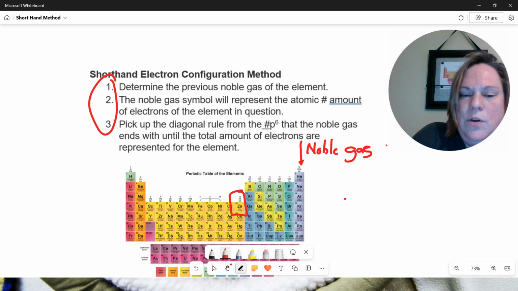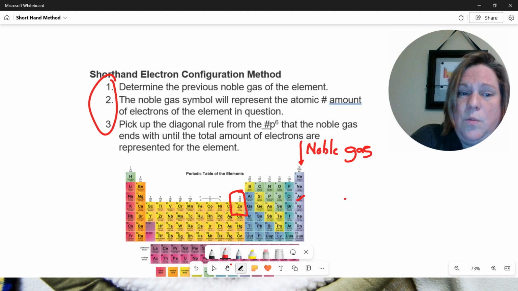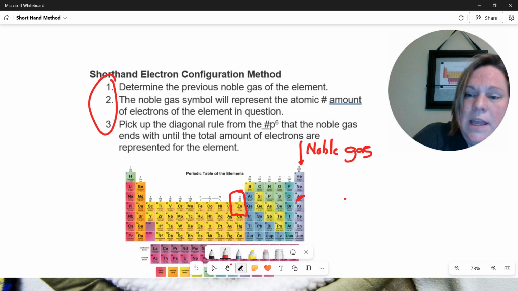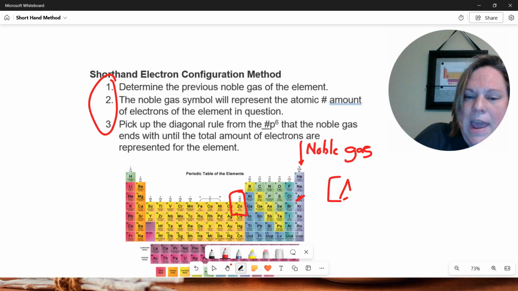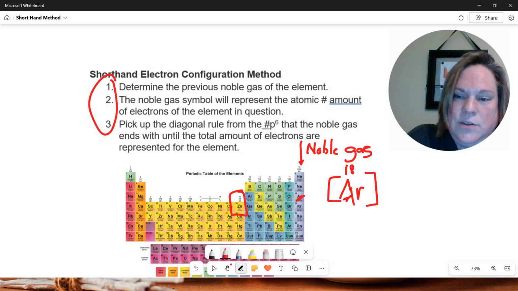So zinc is element 30. If we go back, argon with 18 electrons is going to be the previous noble gas. I am going to represent those 18 electrons that are found in zinc's 30 with just the notation of Ar in brackets. Okay, so I'm just going to write this. You don't have to, but there's 18 electrons there.